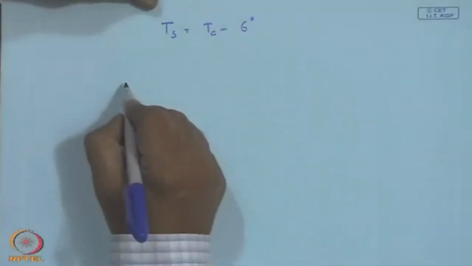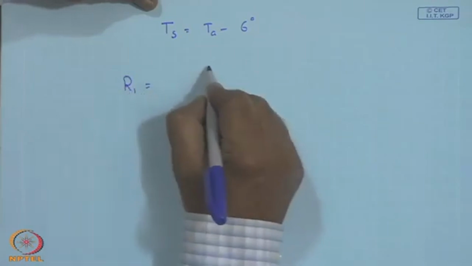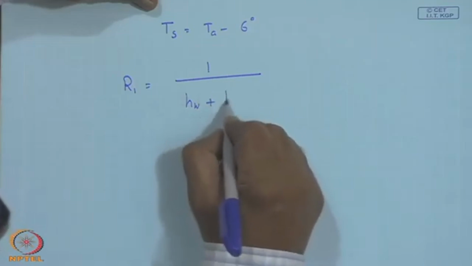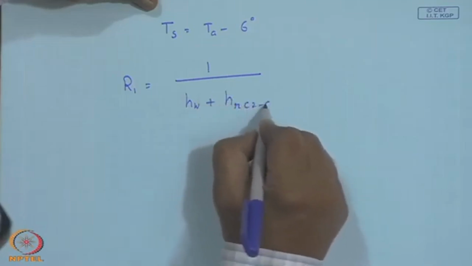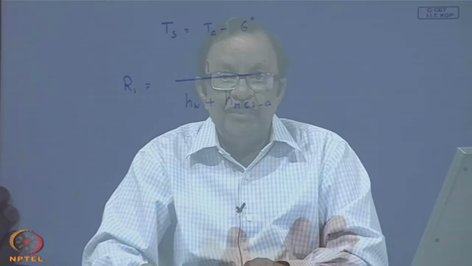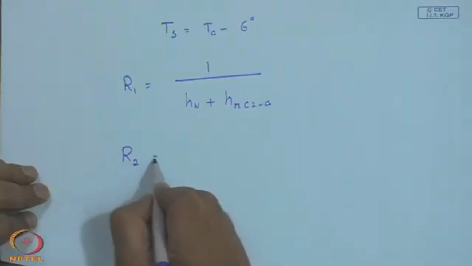So, my resistance R 1 is the inverse of the wind heat transfer coefficient, already known to us, plus the radiative loss coefficient H R C 2 A. H R C 2 A is exactly like H P C 1 A or H R C 1 C 2, all the other radiative coefficients. Since the loss takes place to the sky temperature, it has been normalized with respect to T C 2 minus T A rather than T C 2 and T sky.